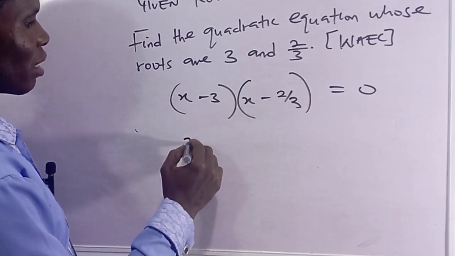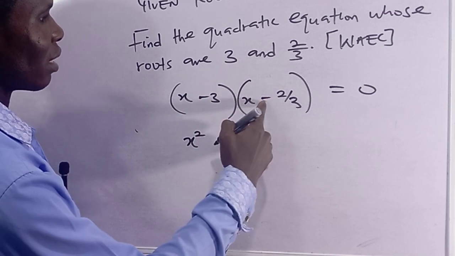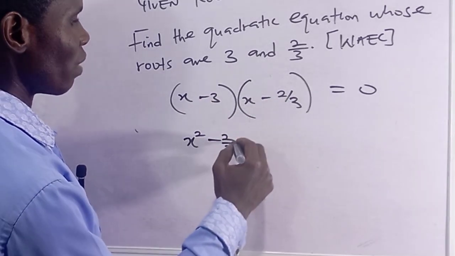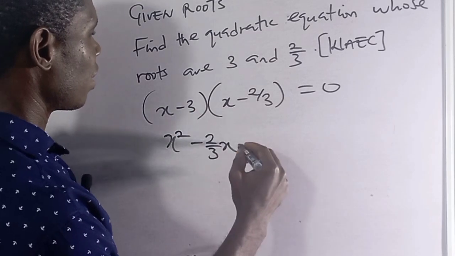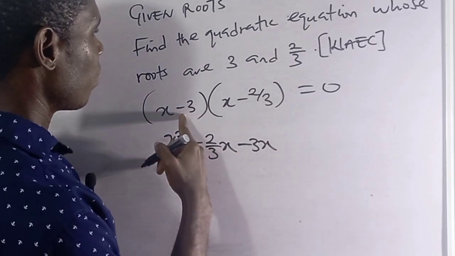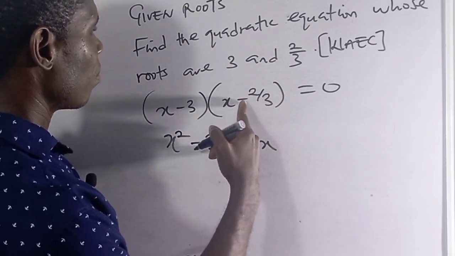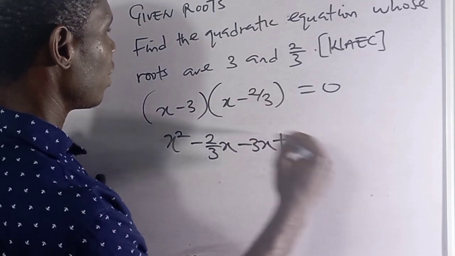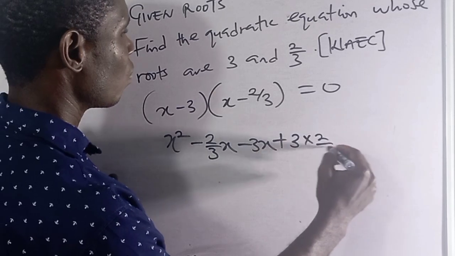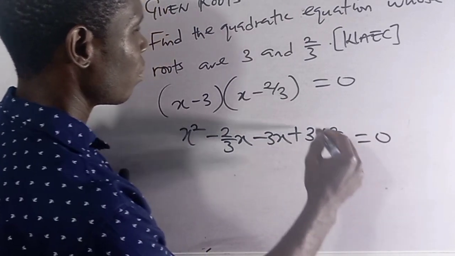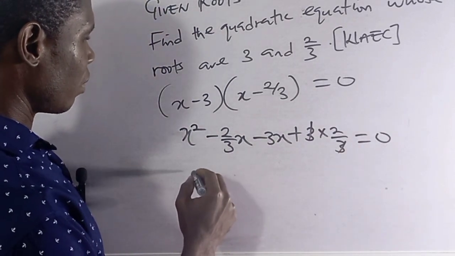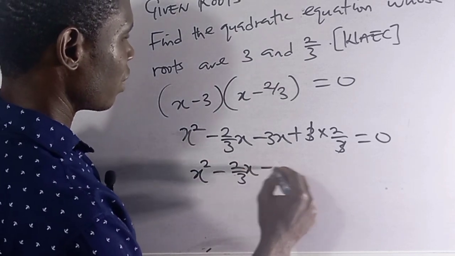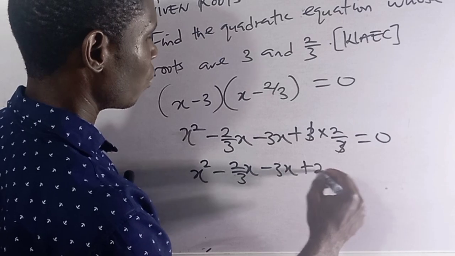X times x is x squared. X times minus 2 all over 3 is the same as minus 2 all over 3x. Minus 3 times x is minus 3x. Minus 3 times minus 2 all over 3: minus times minus is plus. Then here we have 3 times 2 over 3, 3 will cancel out 3. And this is reduced to x squared minus 2 over 3x minus 3x plus 2 is equal to 0.